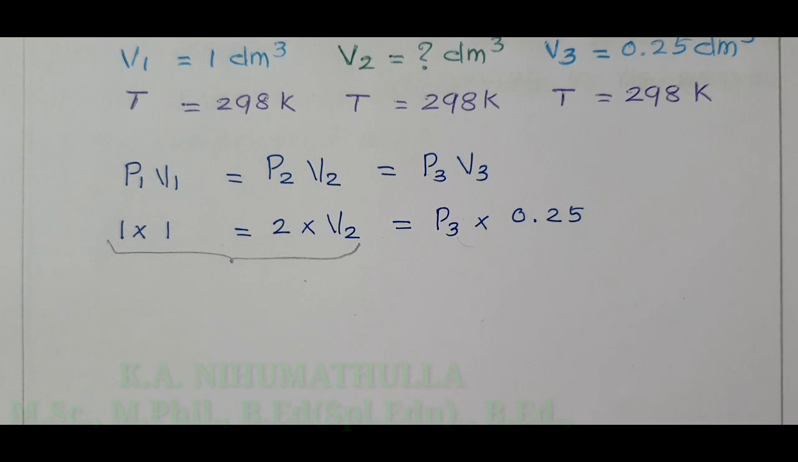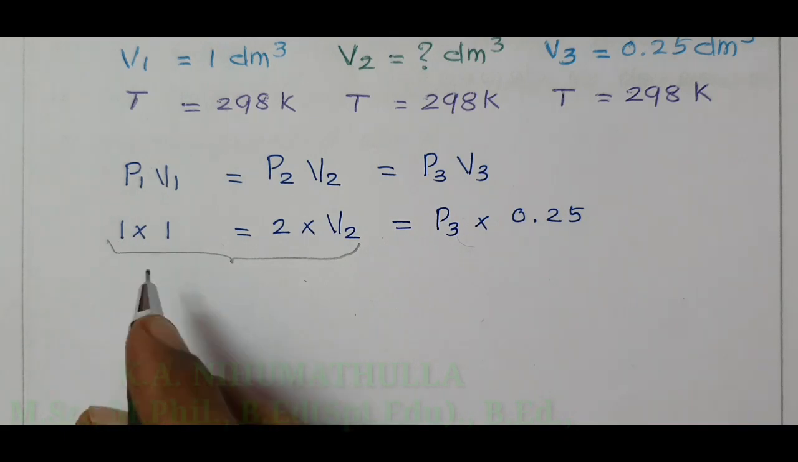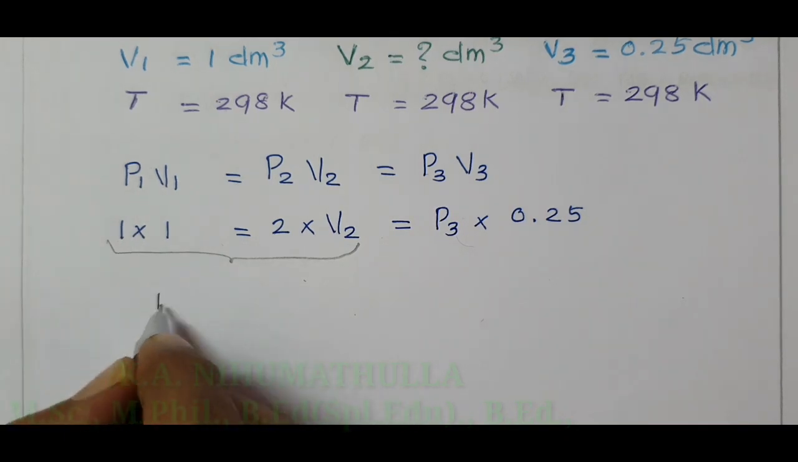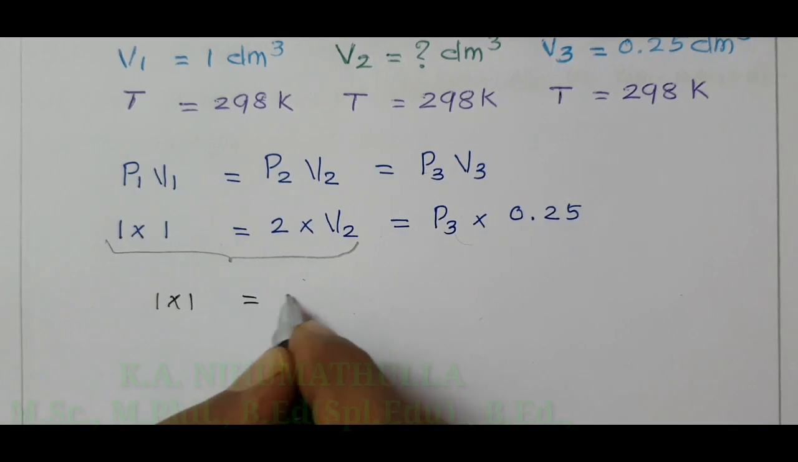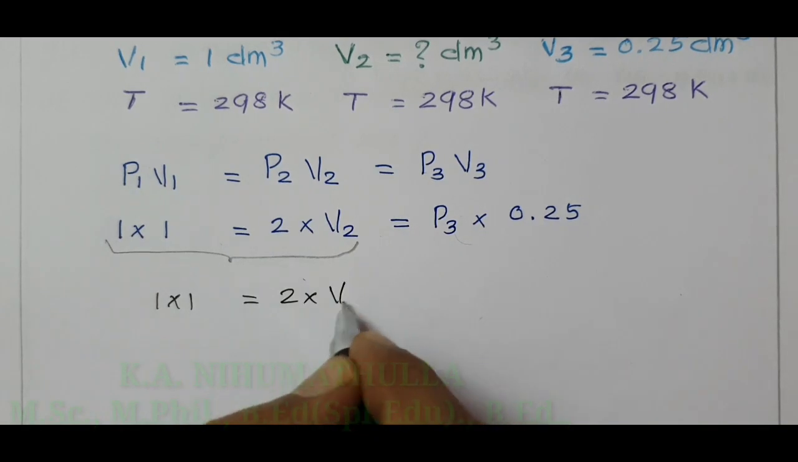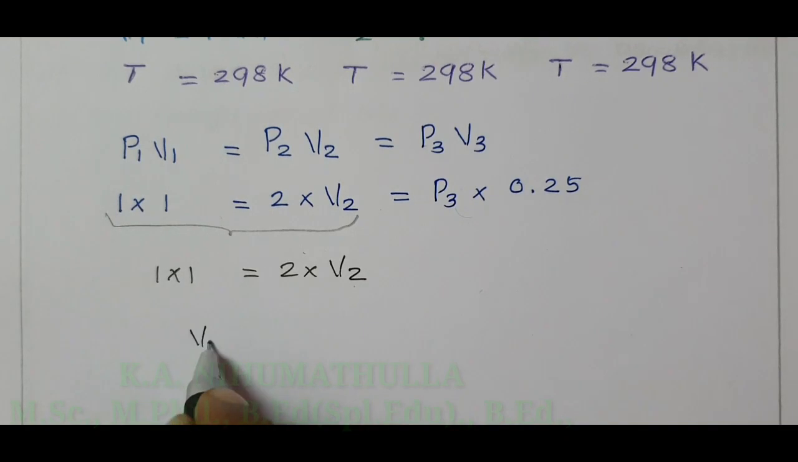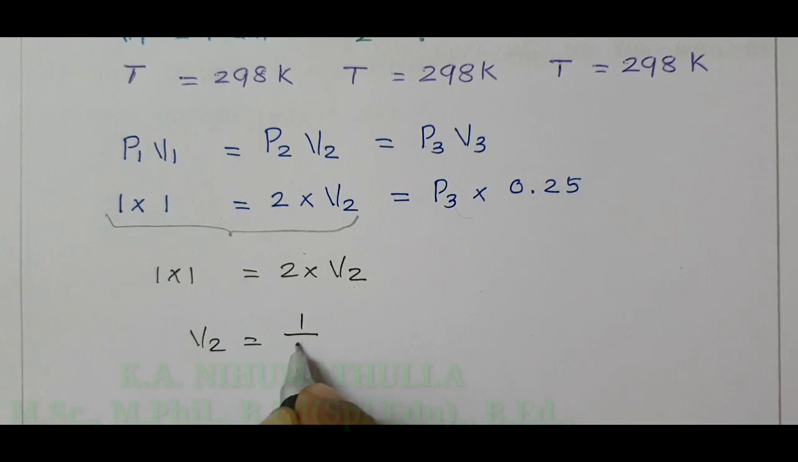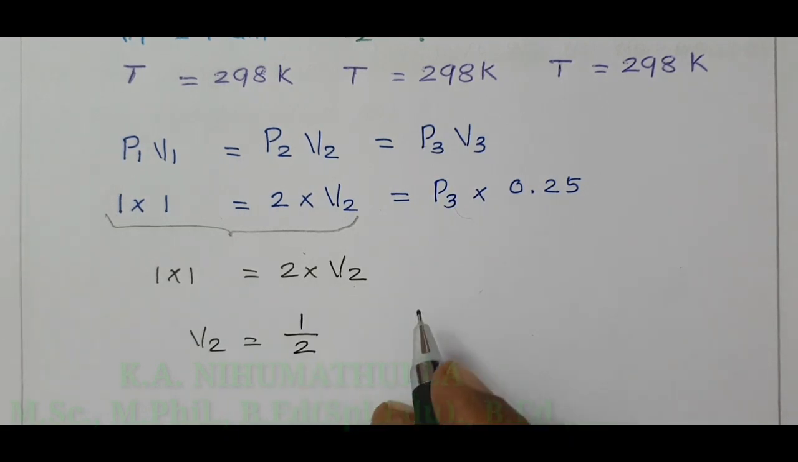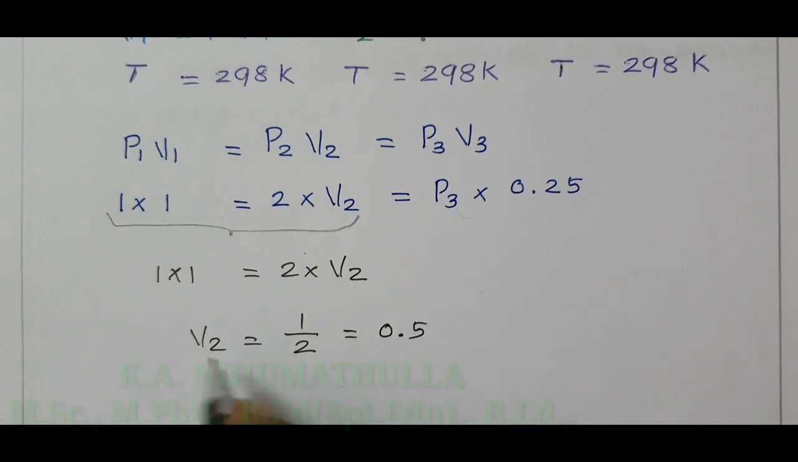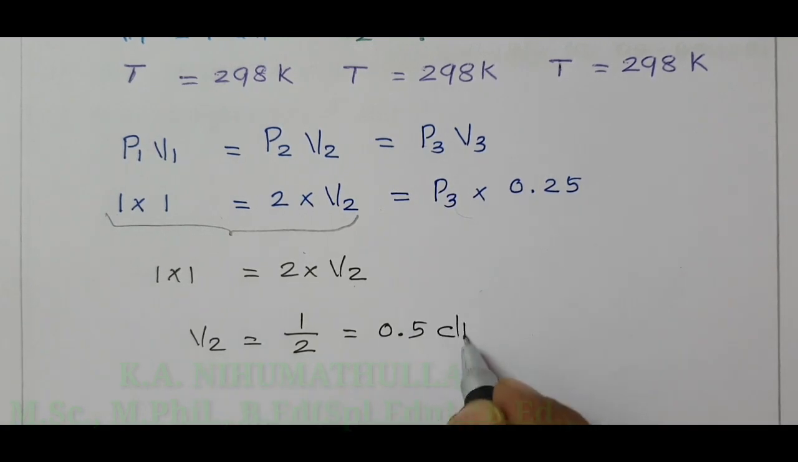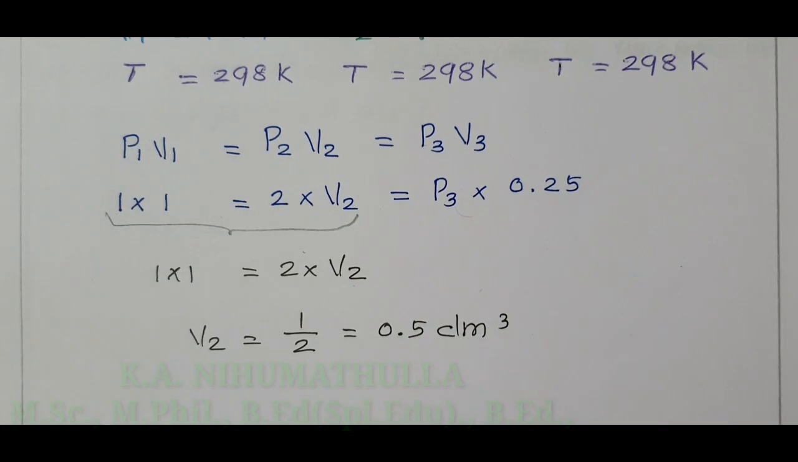Now, 1 into 1 equal to 1 and 1 equal to 2 and V2. What is V2? V2 is equal to, bring the 2 to the left hand side, 1 by 2. What is 1 by 2? 1 by 2 equal to 0.5. What is the unit of volume? Decimeter cube. Now we calculated V2.